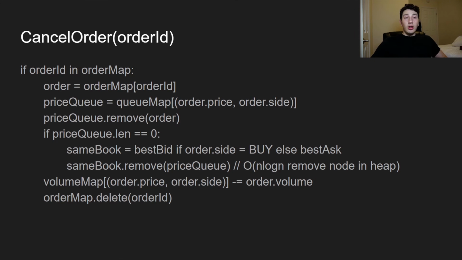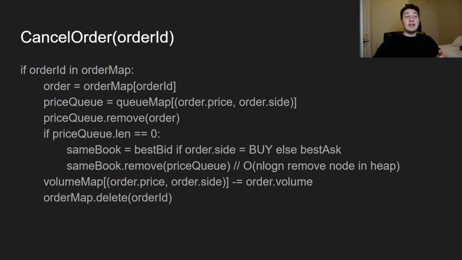And basically now all that we're going to do is go in the order map, look at the price queue that this node should be a part of. We're going to remove the order, which we got from our hash map. This is going to be O(1) time because I'm assuming that the price queue is a doubly linked list. And then finally, if the price queue that this order was a part of is now empty, we need to remove that price queue from the heap.